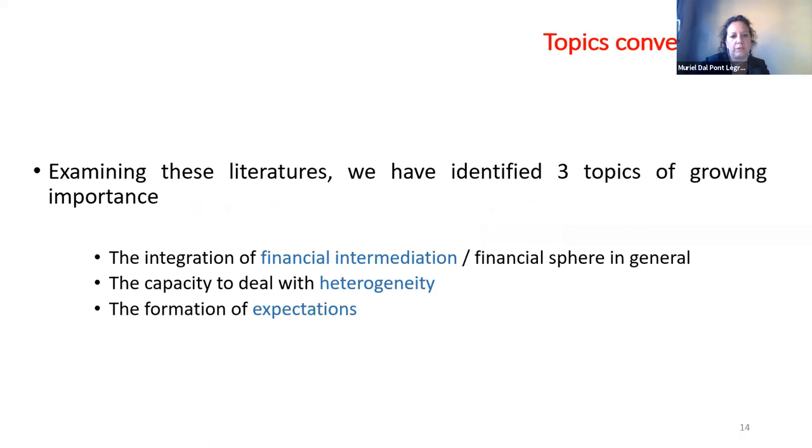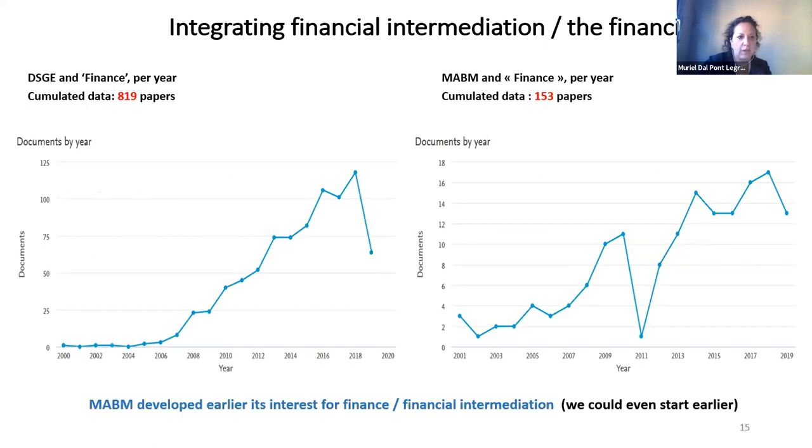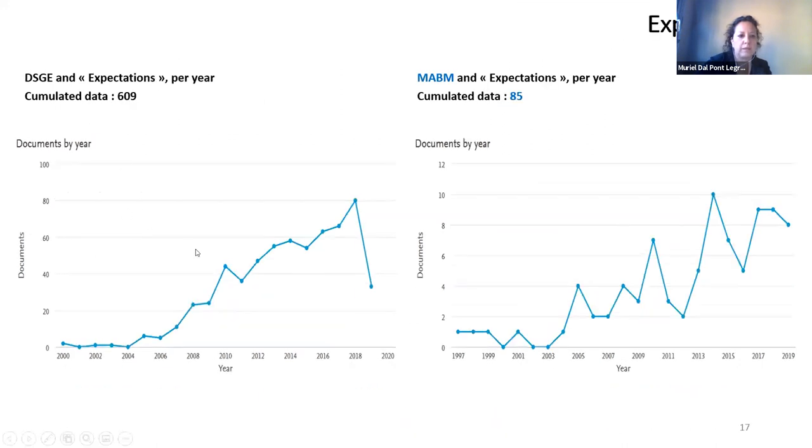We tried to look at this through three main topics, which seem quite relevant, and which have led to several publications, especially from the mid-2000s. And you can see that concerning the financial sphere, financial intermediation, DSGE models started to work on it before the crisis. You can see here that before 2008, and with the timeline of publications this is even more obvious, they started before.